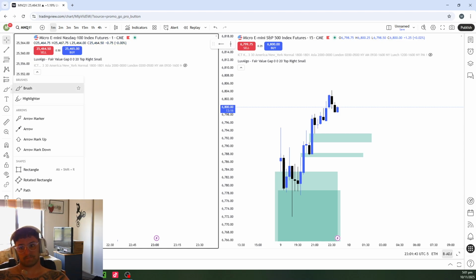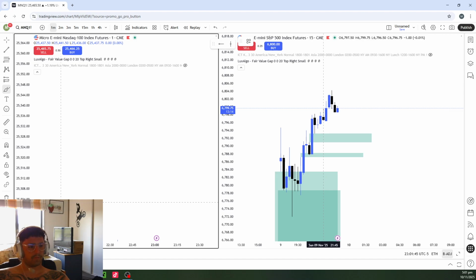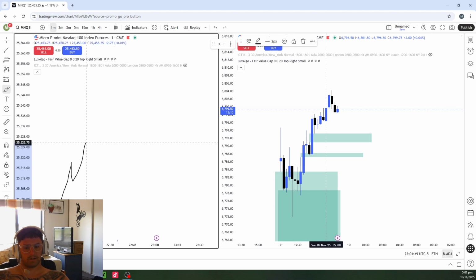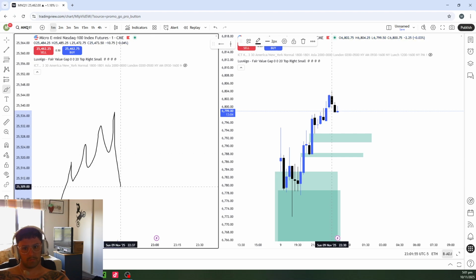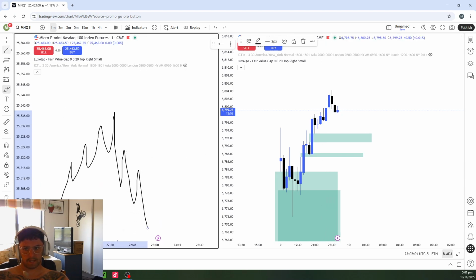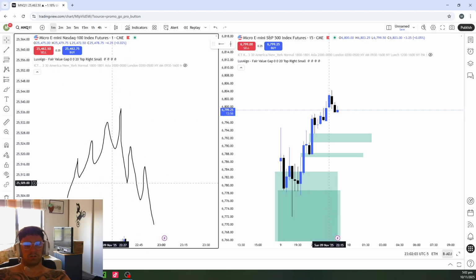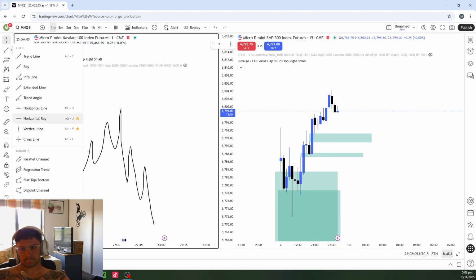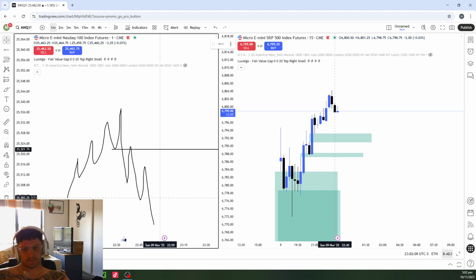So we'll start with an uptrend. Higher high, higher low, higher high, higher low, higher high, higher low, higher high. Boom. Now what? Lower high, lower low, lower high, lower low. See that? This right here was our break of structure.